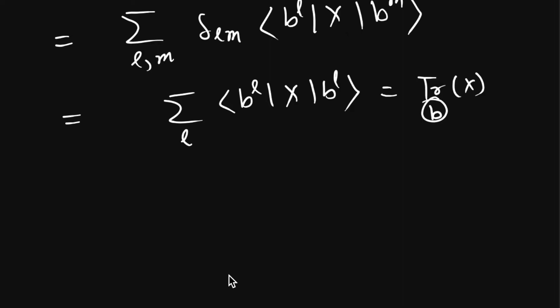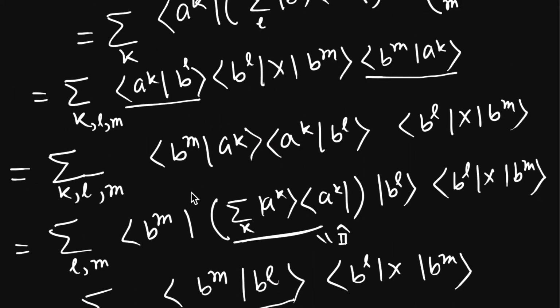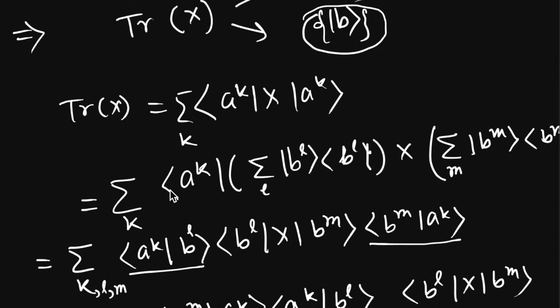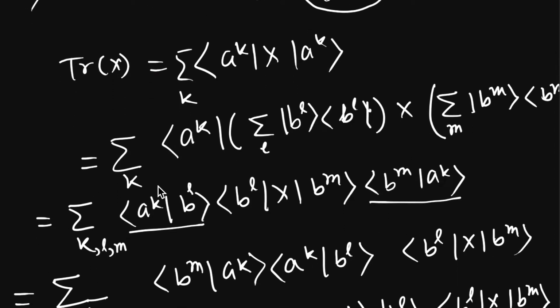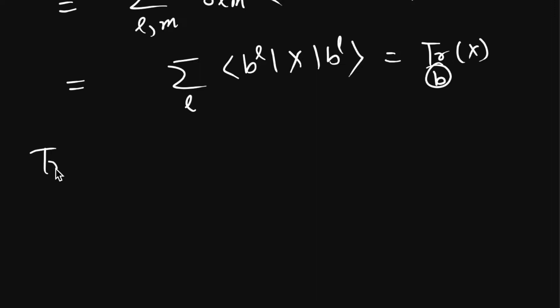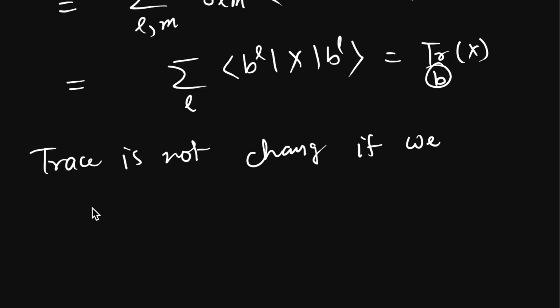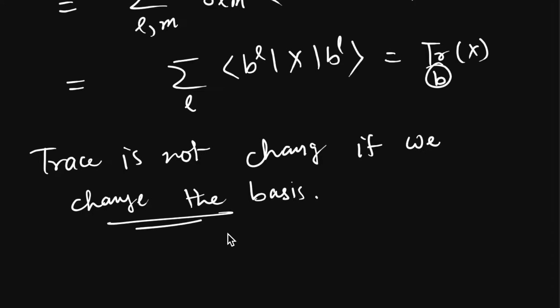Actually the basis is similar to the coordinate, so the trace is not changed if we change the basis. This is an important property.